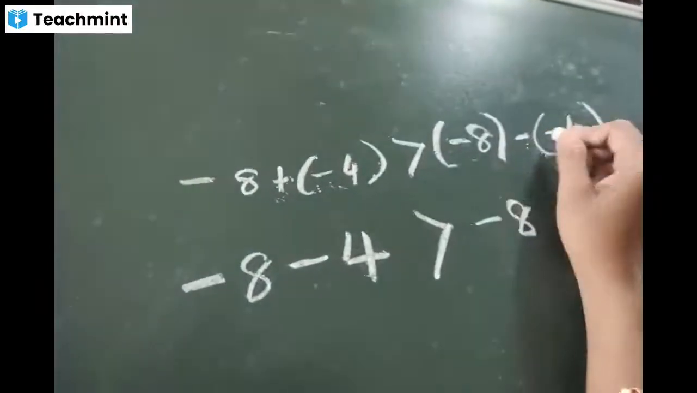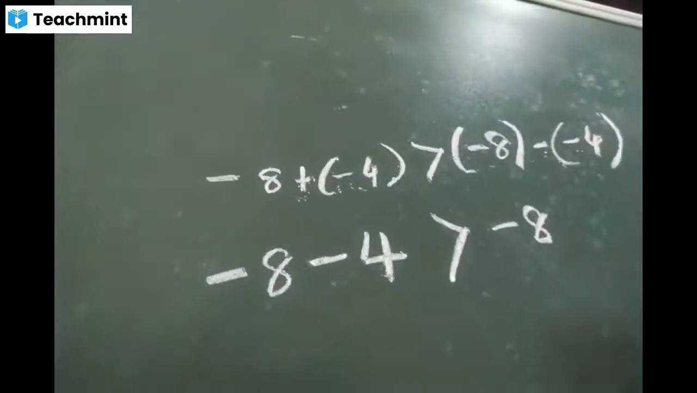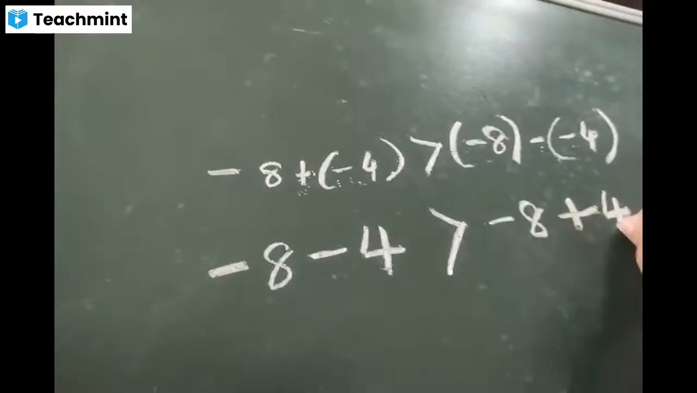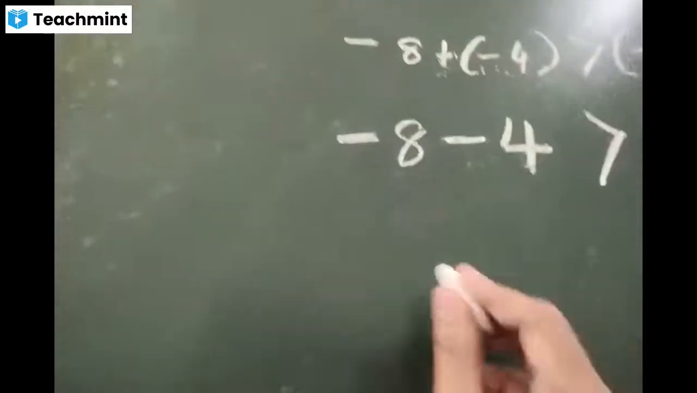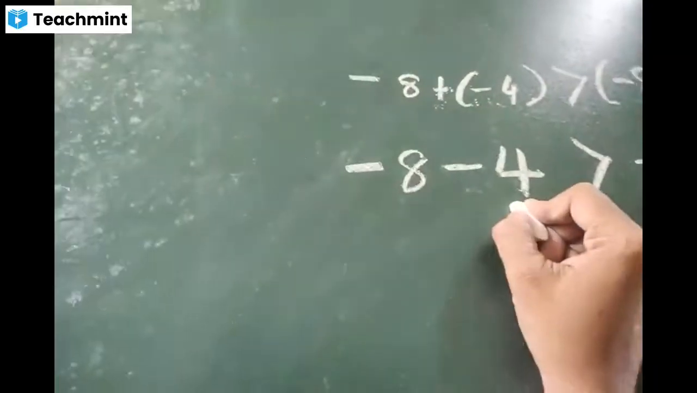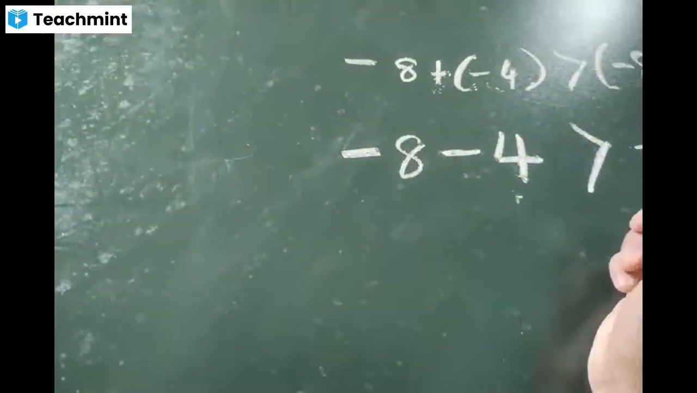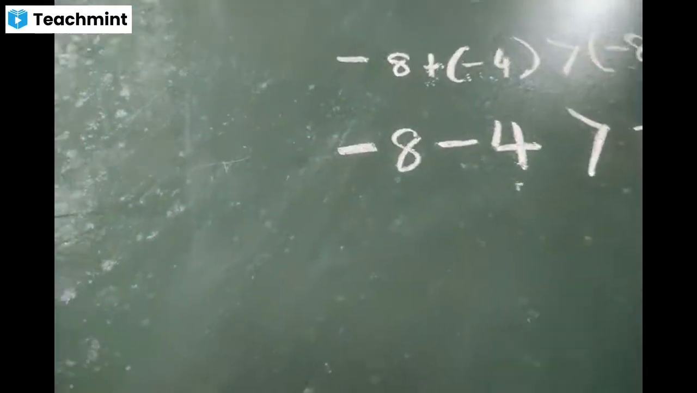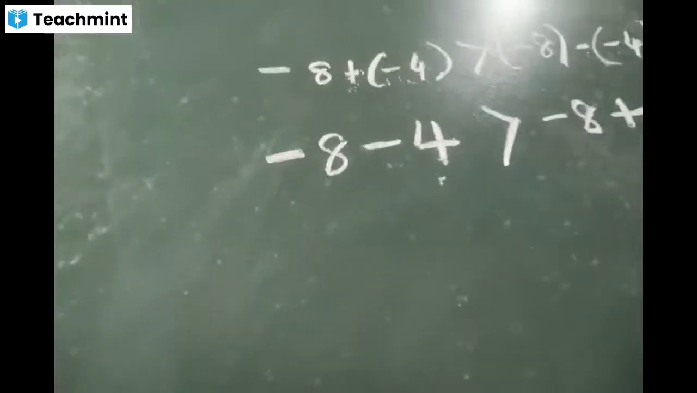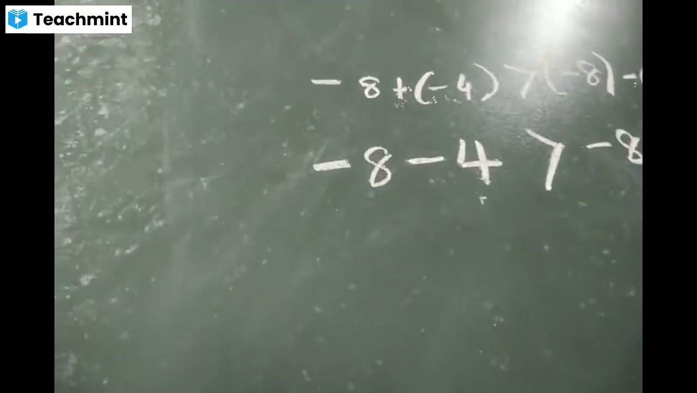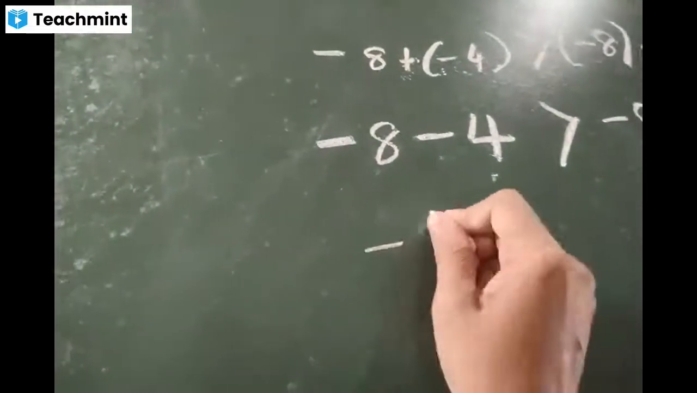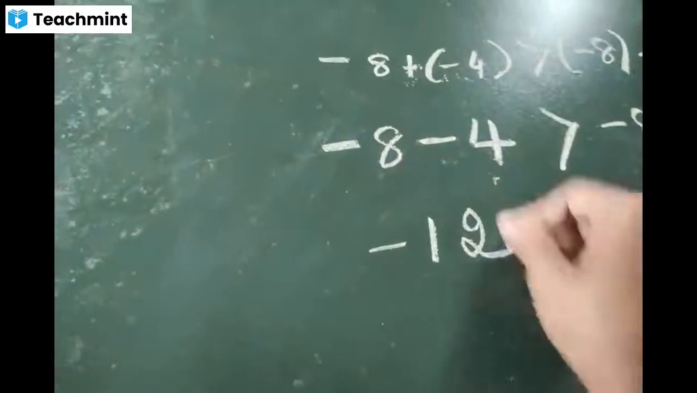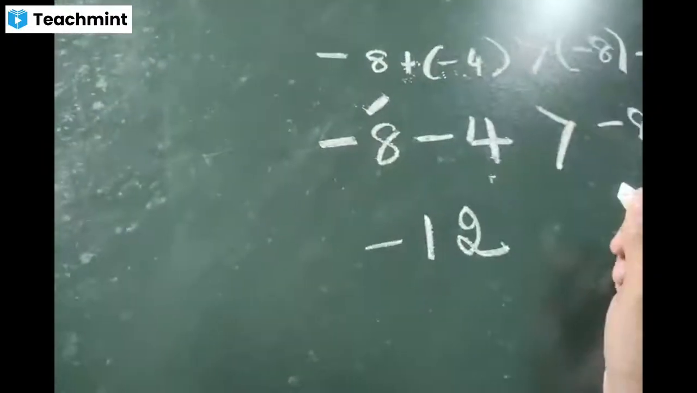Minus into minus, what is it? Minus into minus is plus. Now, minus 8 minus 4. What do we have to do? Both are minus. Can you answer? Minus 8 minus 4. We have to add the numbers. It is 12. Then the sign is negative.